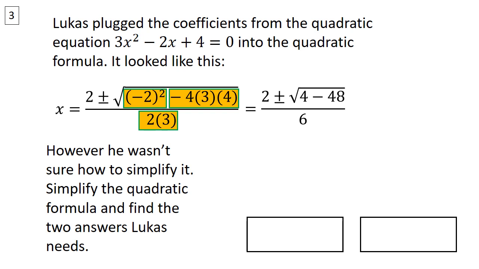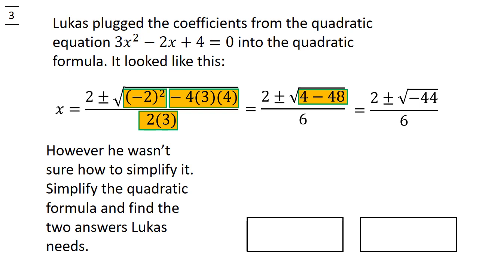Well, once I get this far, now I can simplify what's inside the square root. But I don't want to tackle the square root, actually square rooting anything yet. I want to have one number inside before I try to take the square root of it. So that's going to be 2 plus or minus the square root of negative 44 all over 6.